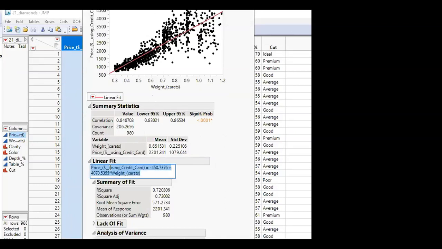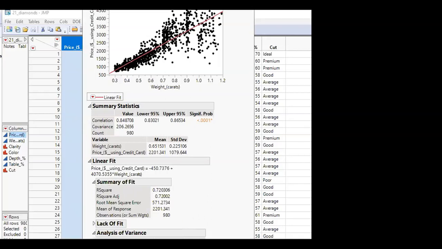That's the regression model. That's your y hat, which is estimated price. That's your B0 or beta 0. That's your slope. And that's your independent variable or x. What's the R square? R square is 72% of variation in response variable price is explained by variation in weight.